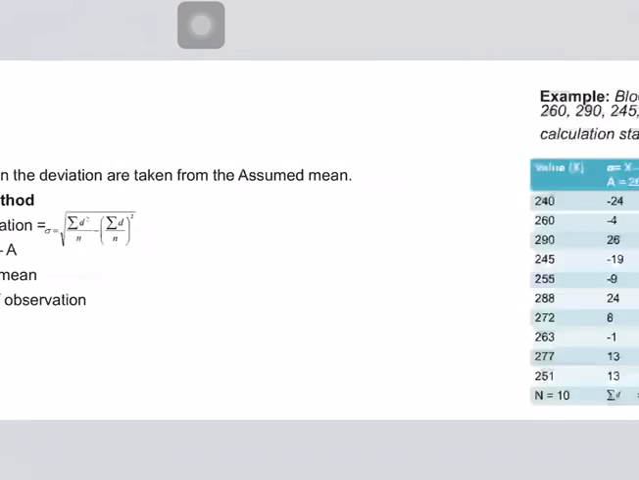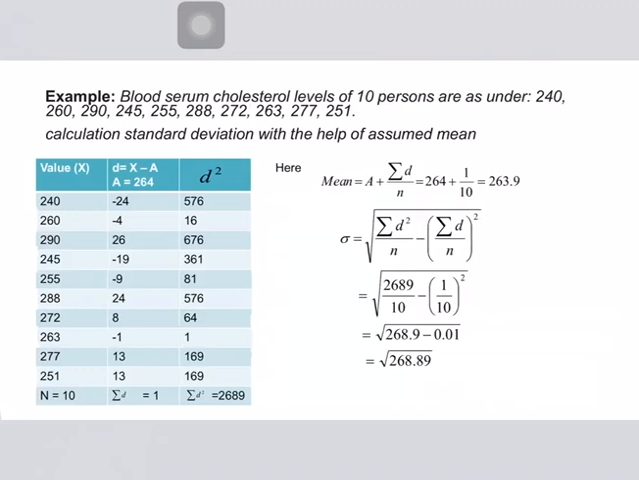Let's take an example. Calculate standard deviation for the given observations. Now first we calculate deviations from the assumed mean, that is d equal to x minus a, which you can see in column number 2. Here we take a equal to 264 as an assumed mean. Instead of 264 you can assume any other value. Also we can find summation d equal to 1.